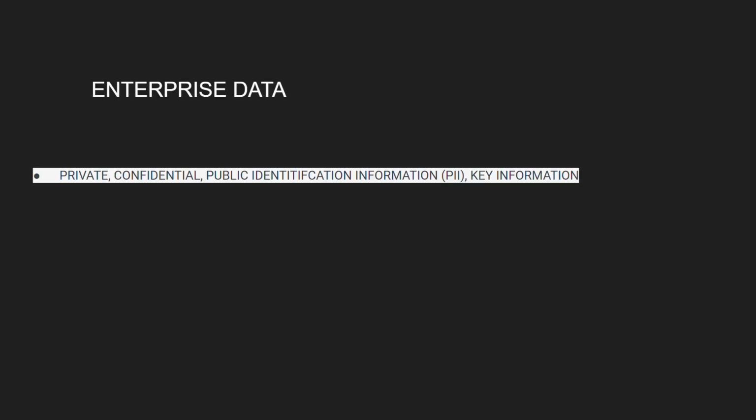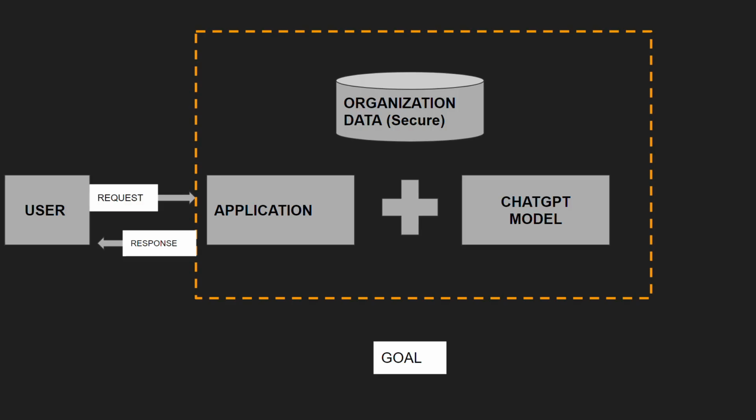So the key point here is to understand what exactly is enterprise data. Enterprise data is nothing but the data which is very private and confidential, as opposed to public information, including employee information, customer information, and all the key data drivers that will impact the organization in a monetary way. Our goal is to use this enterprise data along with ChatGPT and get our desired results. So you can see this is a key goal.